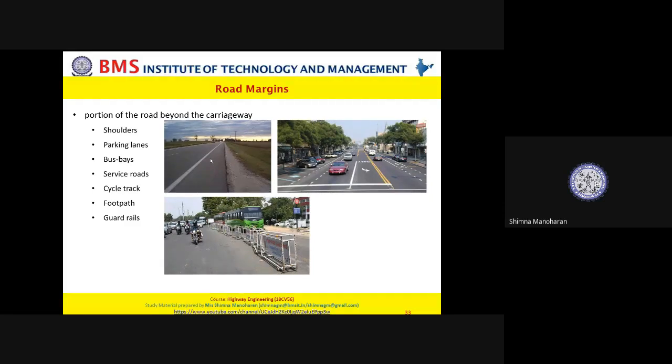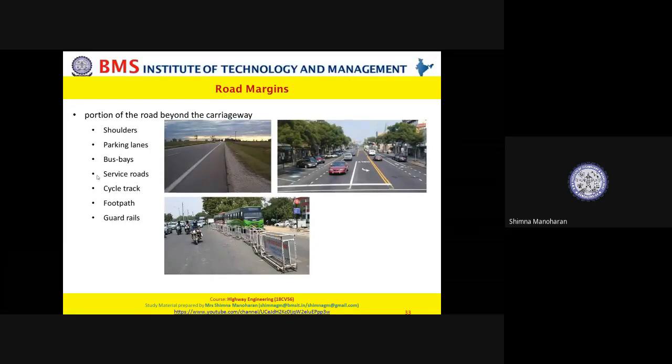Now, what are these parking lanes? Where do you usually find the parking lanes? In urban road or in rural road? Urban road, right? So these are provided on urban road to allow for the curb parking, right? Vehicles are being parked over here. Usually parallel parking will be allowed. You might have seen a typical parking lane. Here you can see the vehicles have been parked in parallel fashion.